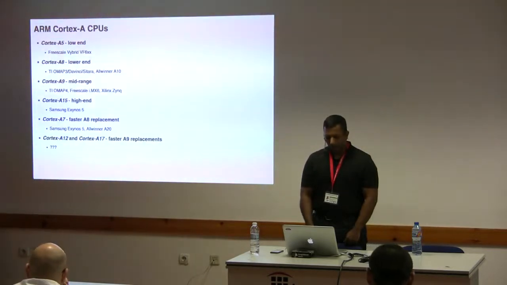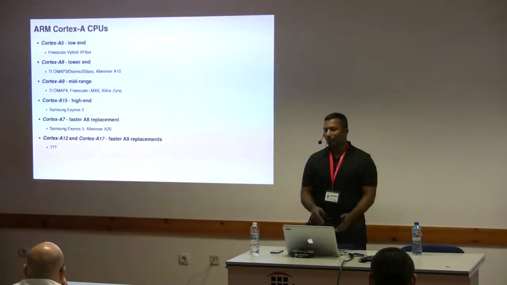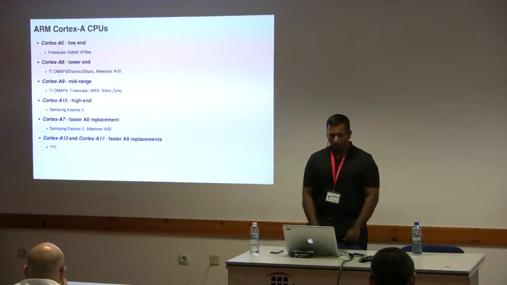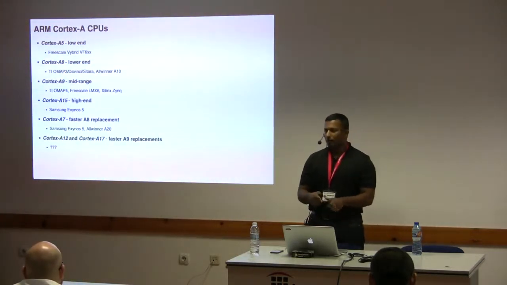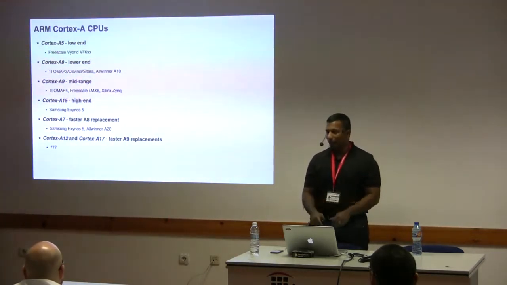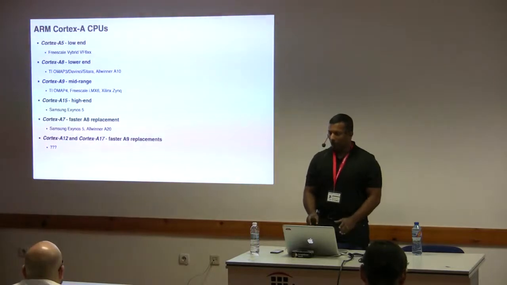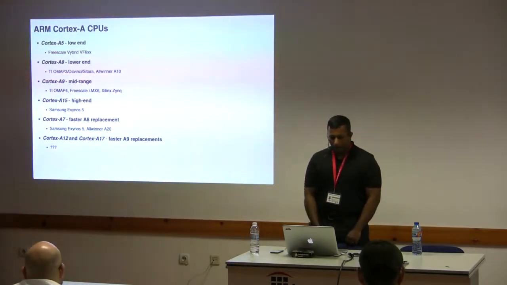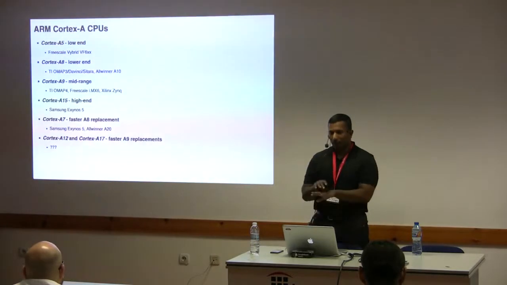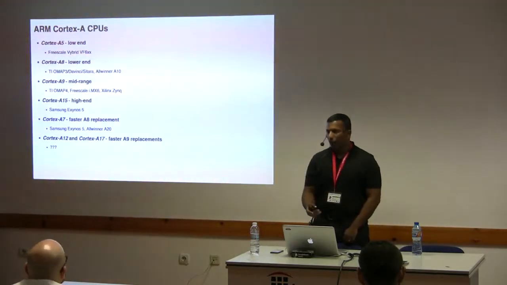The Cortex A7 is one of the newer CPUs. It's a faster replacement for the A8, so it's going for the lower end, and you'll find this in the Exynos 5. The Exynos 5 is interesting because it has the Cortex A15 and A7 in what they call a big.LITTLE configuration. The A7 is also found in the Allwinner A20, which is in the Cubietruck. The A12 and the A17 are newer processors. They're supposed to fill in the mid-range niche, so they're A9 replacements.